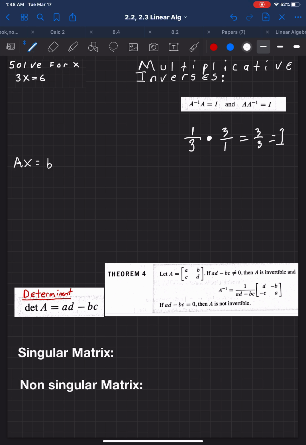Okay, but wait a minute. What is the matrix analog of 1? Remember, the matrix analog of 1 was the identity matrix. So we can say in a 2 by 2, the identity would look as follows.